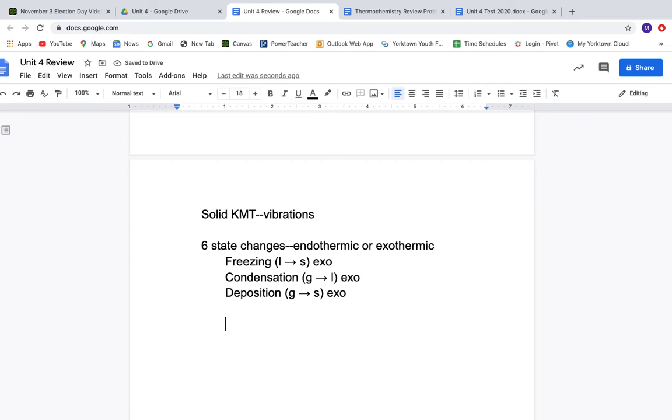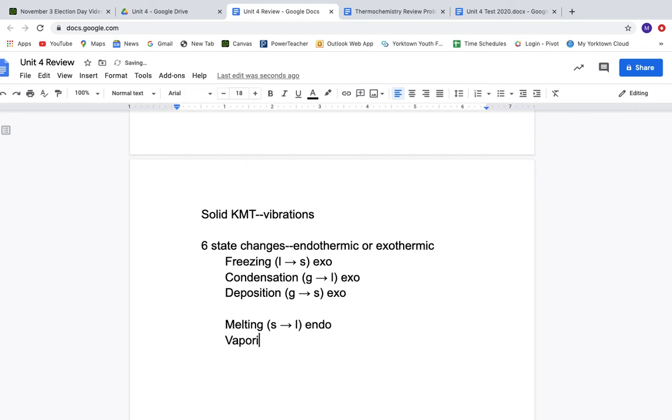The 3 endos, you have to put energy into to speed up the particles. Melting. So going from a solid to a liquid is endothermic. So you speed the particles up by putting energy into it.